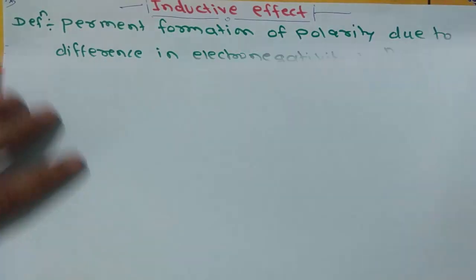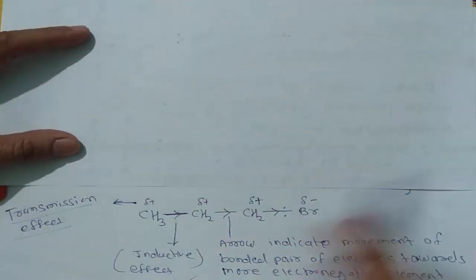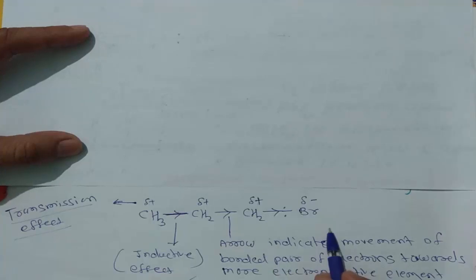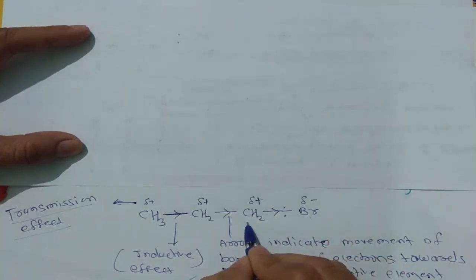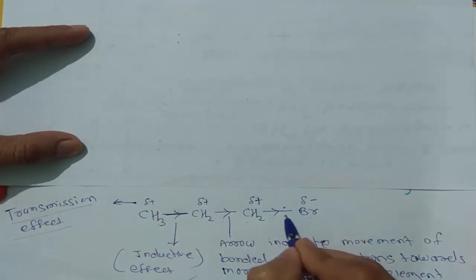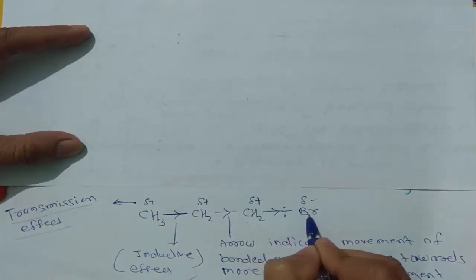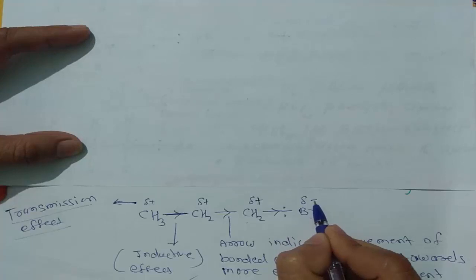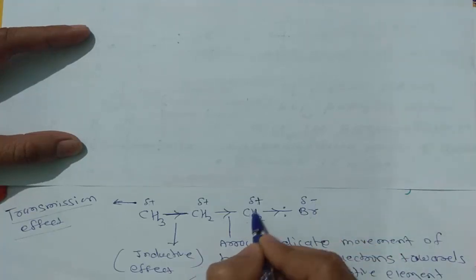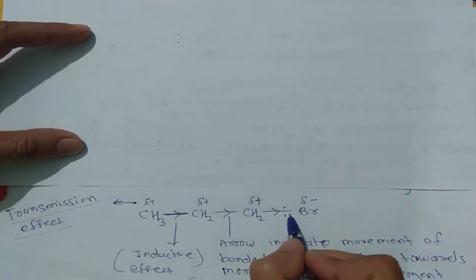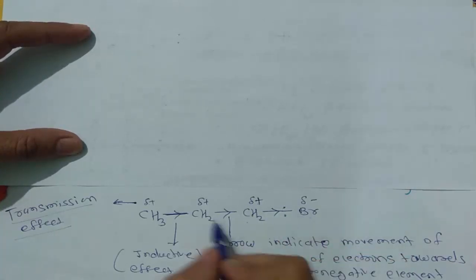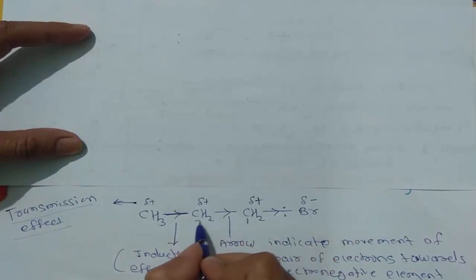We can also take another example. This is the second example. Again we have bromine here, and in this molecule the bonded pair is shifted more closer towards the bromine atom. The bromine atom acquires the delta negative charge, and the carbon atom acquires the delta positive charge. Here the bromine not only attracts the shared pair of electrons towards itself, but it can attract the electrons from carbon atoms 1 and 2 also.